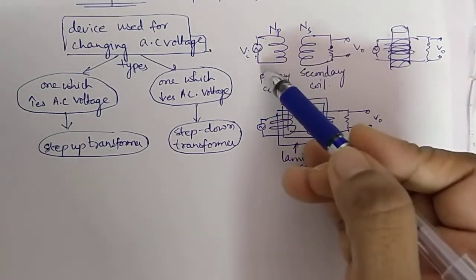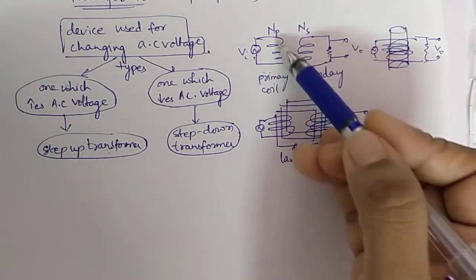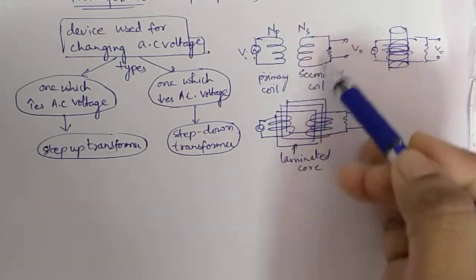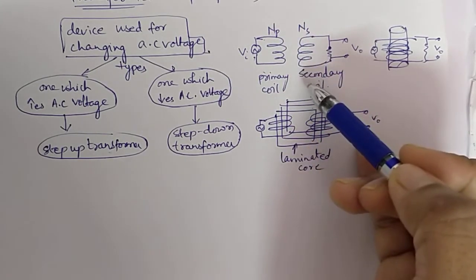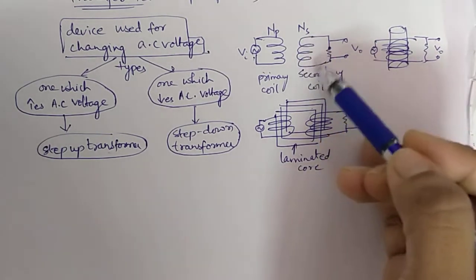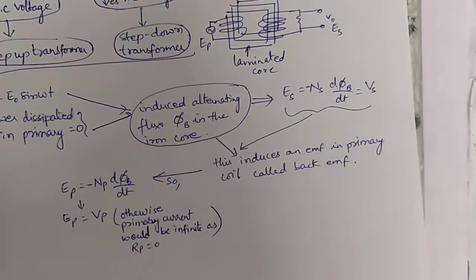Now this primary coil produces alternating magnetic flux in the secondary coil, because there is a change in the current's direction, so there will be a change in the magnetic field around it, because of which the flux of the secondary coil will also change. So EMF is induced in the secondary coil, and how much EMF is induced depends on the number of turns in the secondary coil.